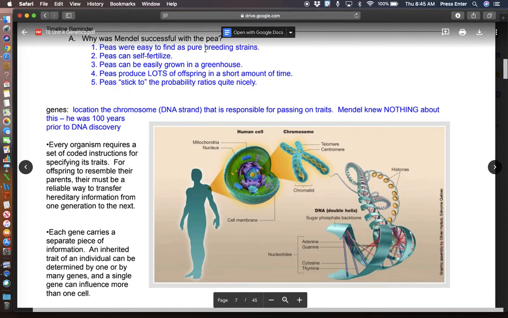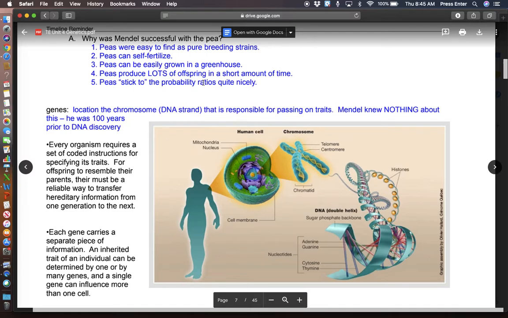Peas can be easily grown in a greenhouse. Don't forget, we're in Austria. It's winter. You're still going to need food, so you can do that in a greenhouse. They produce a lot of offspring in a short amount of time. You figure every pod has 6, 7, 8, maybe even 9 different peas in it. And they stick to the probability ratios very nicely.